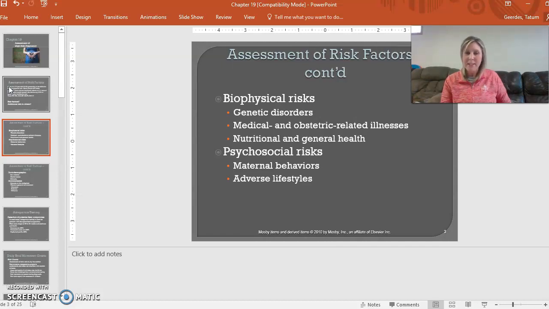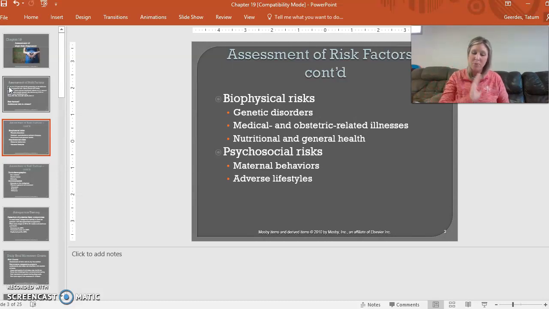Also, pregnancy-related illnesses like preeclampsia and also pregnancy losses fall into this category. Nutritional and general health. So just finding out if she has adequate nutrition. Does she have any nutritional deficiencies present? Does she use tobacco, alcohol, or drugs? Or does she have any inadequate or excessive weight gain related to this current pregnancy?